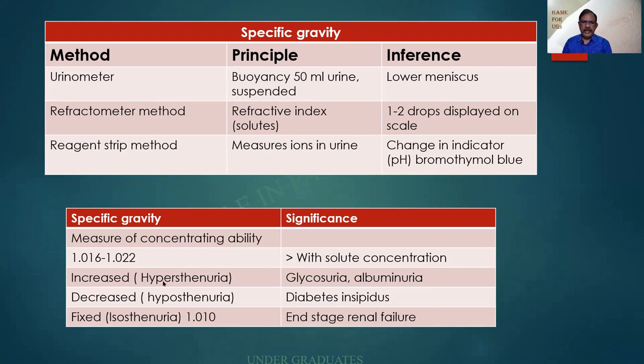It is increased, hypersthenuria, and it occurs in glycosuria or albuminuria. The proteins are increased, sugar is increased. Decreased, hyposthenuria, in a case of diabetes insipidus, or sometimes in overhydration. Fixed or isosthenuria, which is the end stage renal failure, because the kidney is neither able to concentrate nor able to secrete.